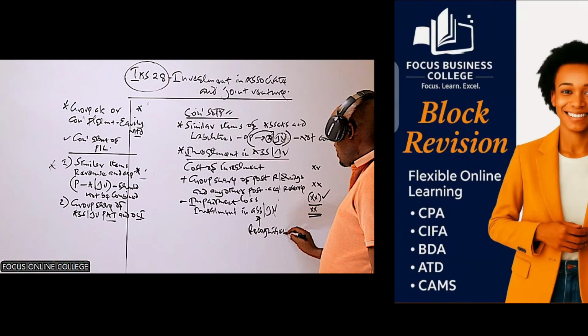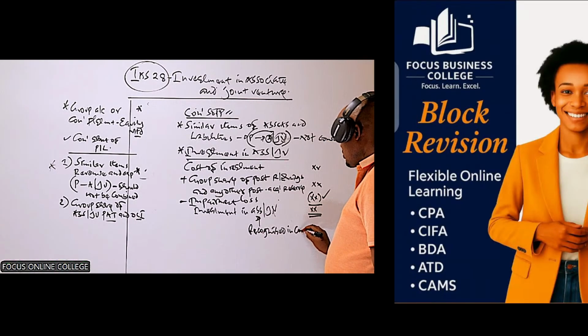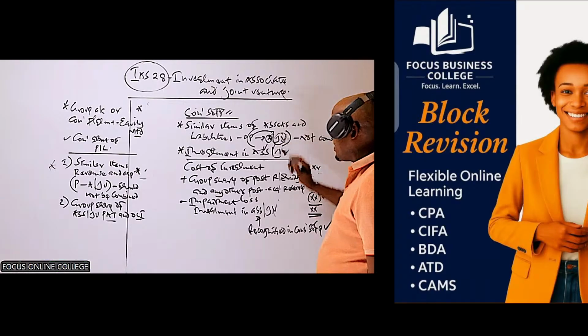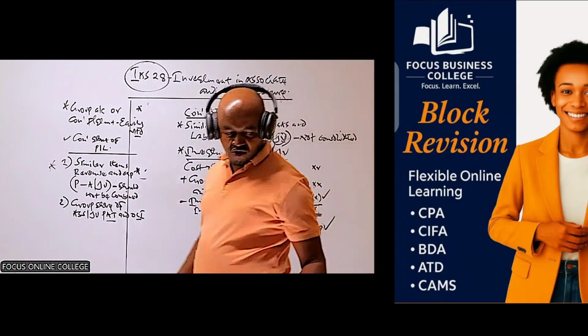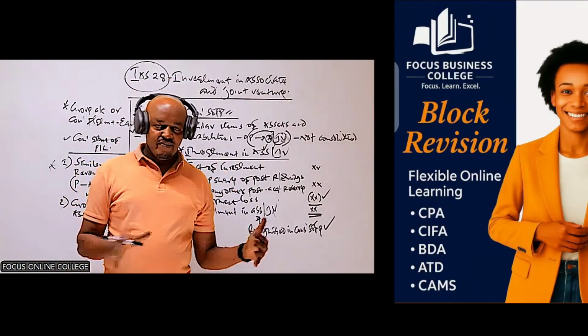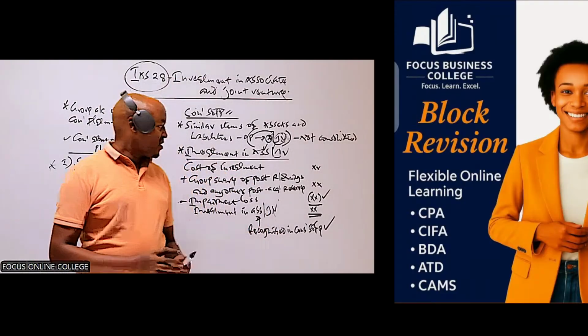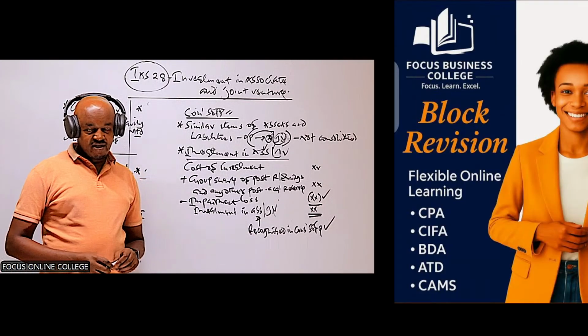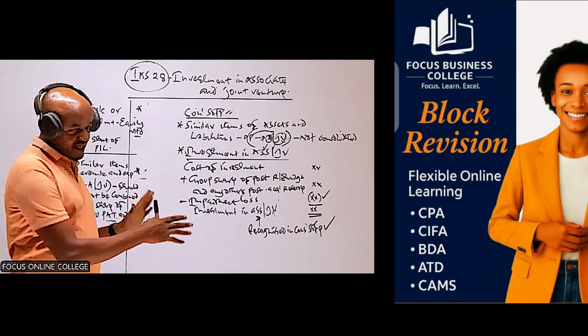The only item which is recognized in the consolidated statement of financial position, as far as the associate or the joint venture is concerned. We don't combine similar items of assets and liabilities, those of the parent and those of the associate, or basically those of the joint venture. So therefore, basically that's what you need to know.